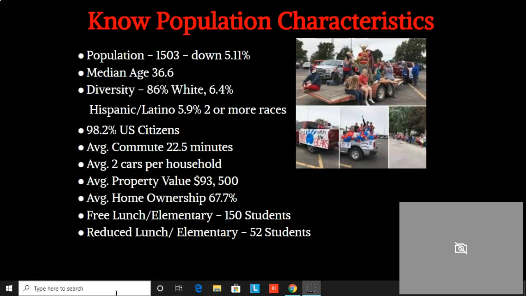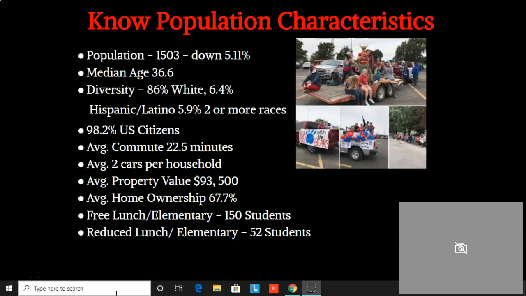Knowing the characteristics of our population, we have around 1,500 people. We are down about 5%. The median age is 36 years of age. Our population is the majority white at 86%. We do have 6.4% Hispanic or Latino and 5.9% of 2 or more races. 98% of our population are U.S. citizens. The average commute is 22.5 minutes.